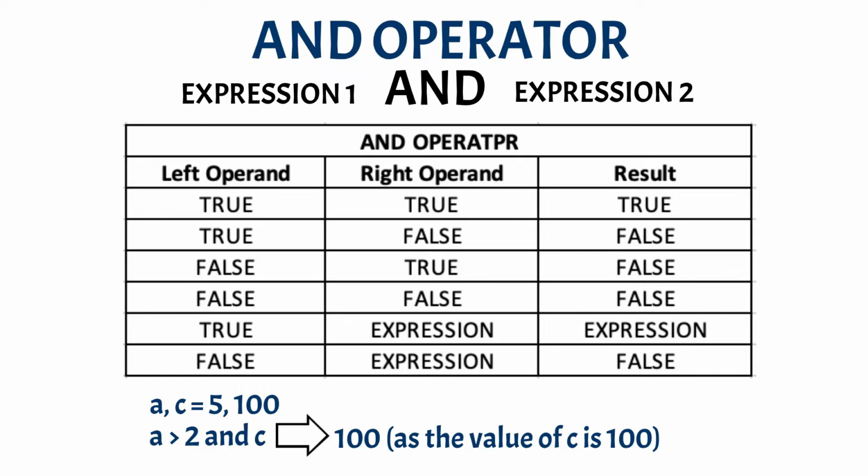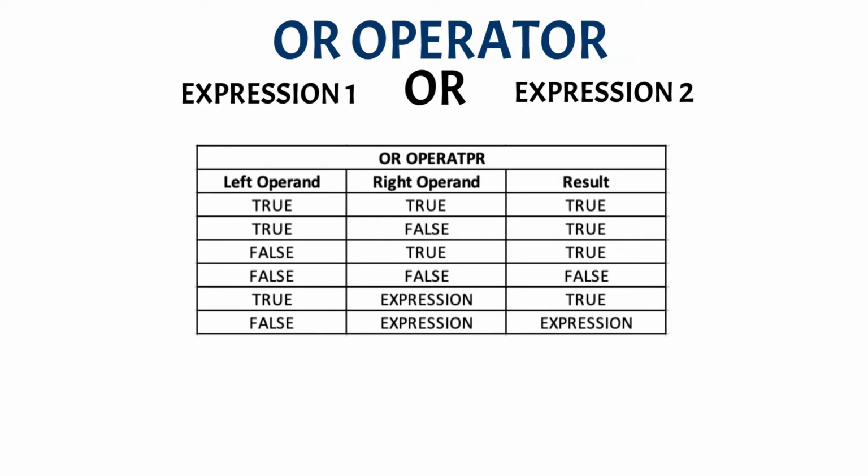And finally, if operand 1 gives false as the output and on the right side you have an expression, then you will get false itself as the output. So I hope that now this table makes sense. Similarly, you can have a look at a similar table for the OR operator.